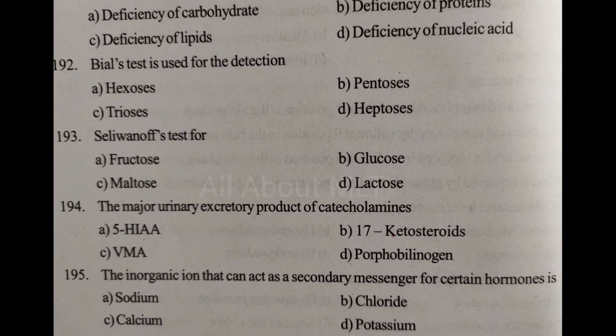Bial's test is used for the detection of option A, hexose. Option B, pentose. Option C, triose. Option D, heptose. Answer is option B, pentose.